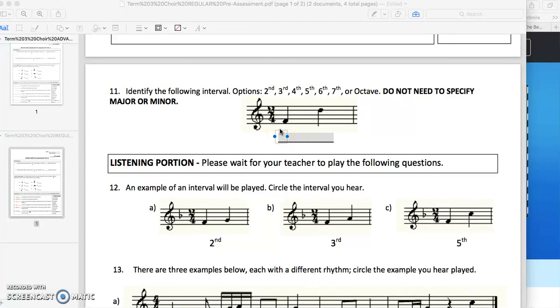So, to count this interval, you need to start at the space or the line on which the first note is covering. So this first note happens to be F. If you don't know that, that's okay. But you can see that the first note is sitting in, covering this space. So this is going to be 1. The line is 2, space is 3, 4, 5, 6. The answer to this question was a sixth.